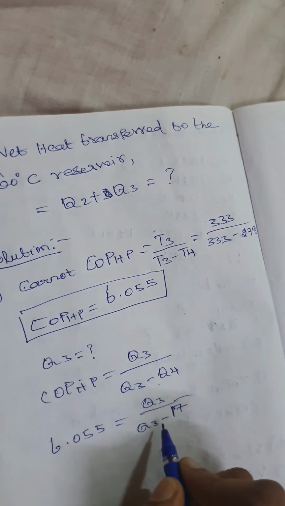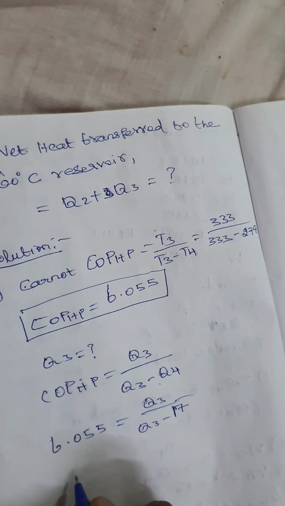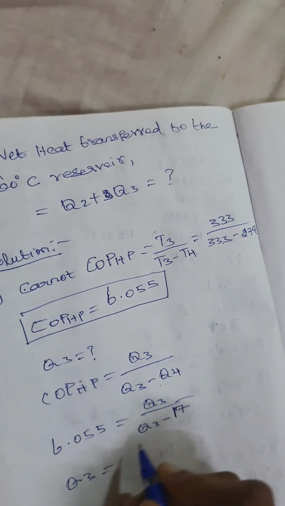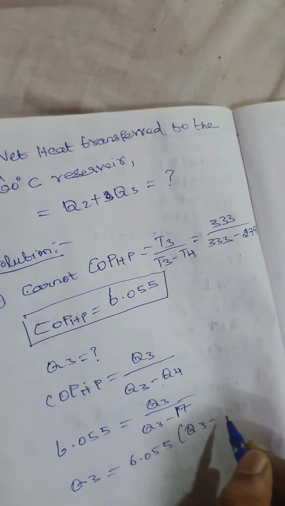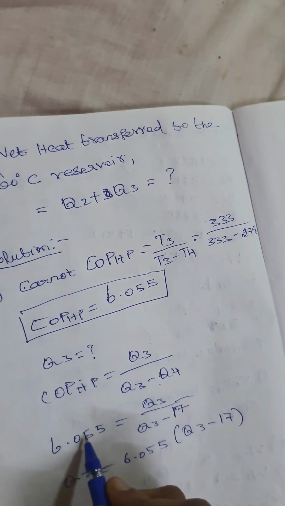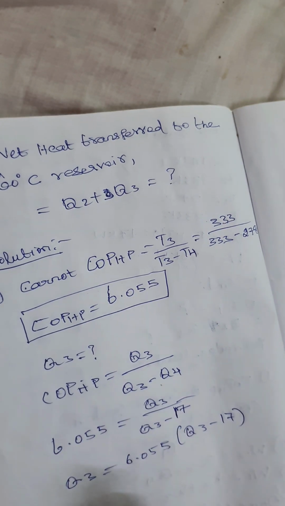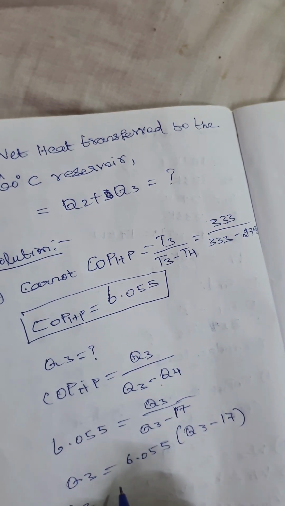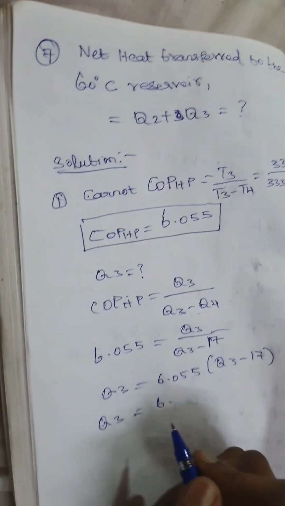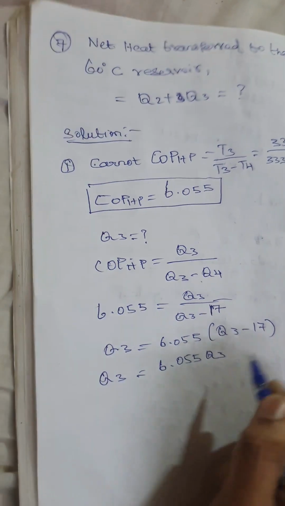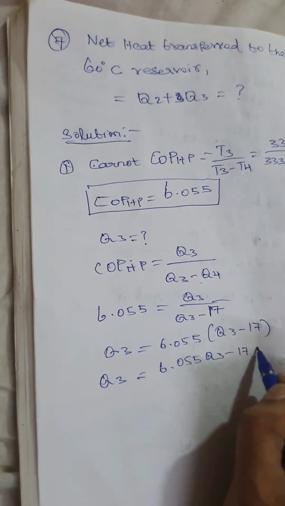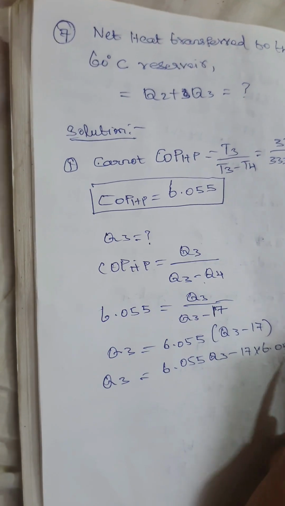If you put this value in the calculator, for example, you can write this as Q3 is equal to 6.055 into (Q3 minus 17). You can multiply it with this value. Now Q3 is equal to 6.055 into Q3 minus 17 into 6.055.